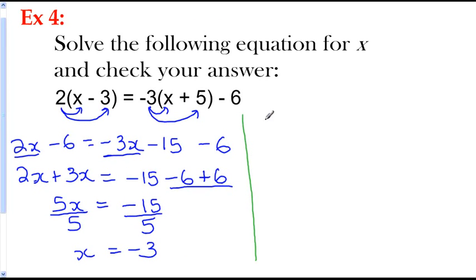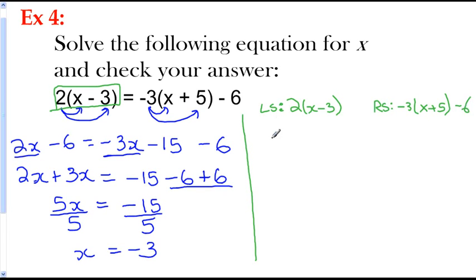Yep, there we go. Okay, so to check our answer, we have to look at the original equation. So let's look at the left side of the original equation. The left side of the original equation is this part here, everything to the left of the equal sign. And I'm going to write that in. So I have 2x minus 3. And then we have the right side of the original equation, which is going to be minus 3, everything to the right of the equal sign, x plus 5 minus 6.